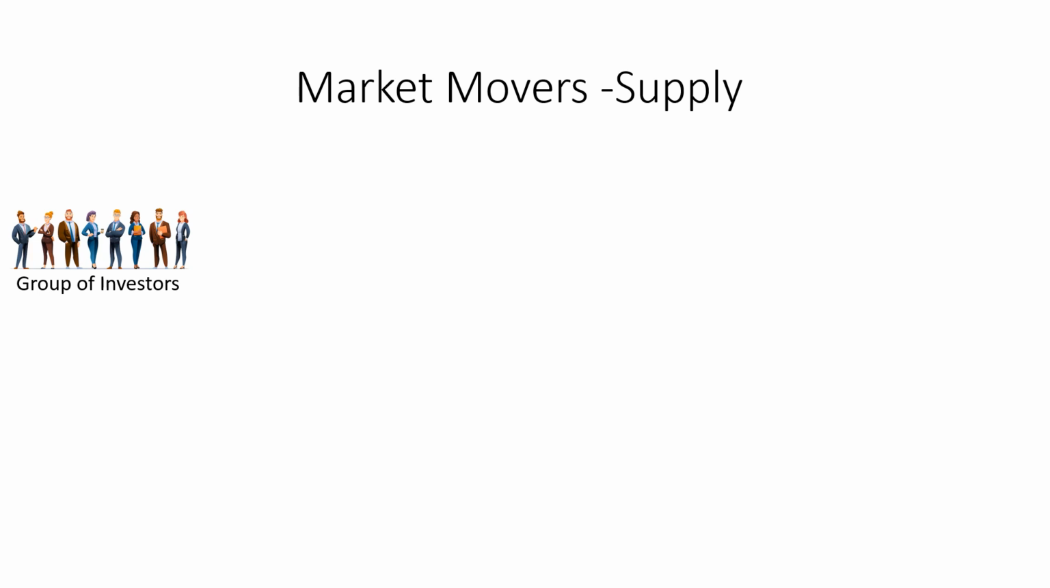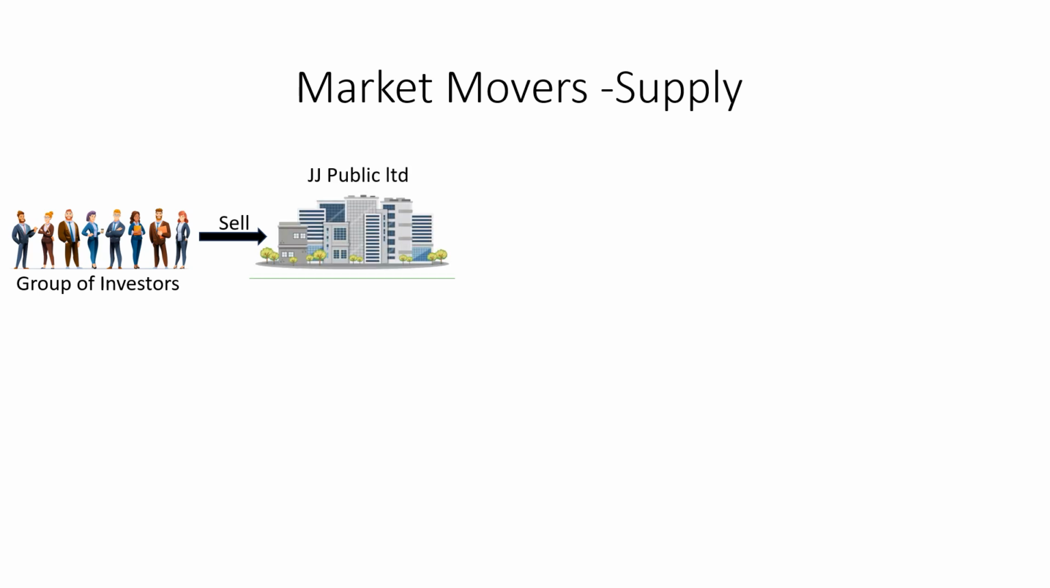In India, every 3 months, once in every quarter, the companies listed in the share market are expected to publish their quarterly results, which is nothing but a testimony of how they performed in the last 3 months. Based on that, let's say there is a company called JJ Public Limited. This is just a hypothetical example. After analyzing the quarterly report, this group of investors comes to the conclusion that the company is not going to announce a very good set of results.